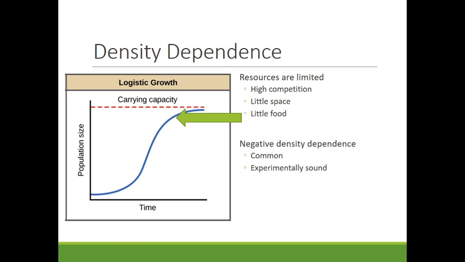So where we see probably the strongest effect of density dependence is these negative density dependent things at the top, when a population is getting close to this carrying capacity. Where there's little space, little food, you get really high competition. And we've pretty much found this across all sorts of different areas, and it's relatively experimentally sound.